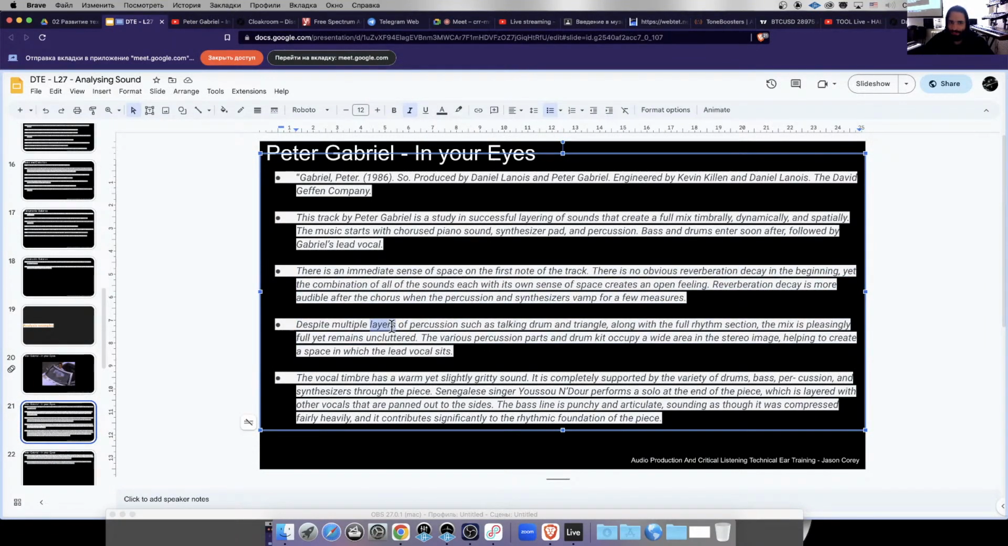Despite the multiple layers of percussion, such as talking drum and triangle, along with the full rhythm section, the mix is pleasantly full, yet remains uncluttered. It's true. The mix of the Bronx is very cluttered, but this mix, you feel you can swim into it, like you can drive into it with your car. And the various percussion parts and drum kit occupy a wide area in the stereo image, helping to create.